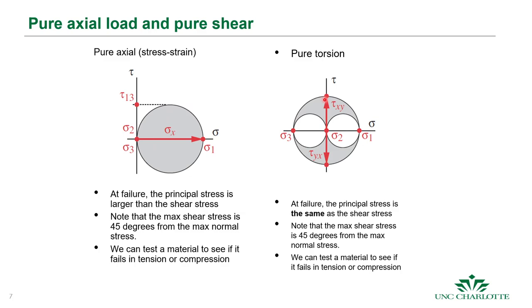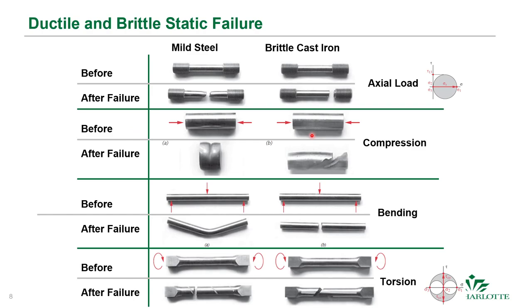At failure, the principal stress is the same as the shear stress, okay? But here, at failure, the principal stress is larger than the shear stress. In fact, it's twice the value, okay? So the radius of this circle is half the diameter, and the diameter of the Mohr circle is this principal stress here. In this case, at failure, for pure torsion, principal stress is the same as the shear stress, okay? Now, what's interesting to see is how that plays out for actual loaded elements.